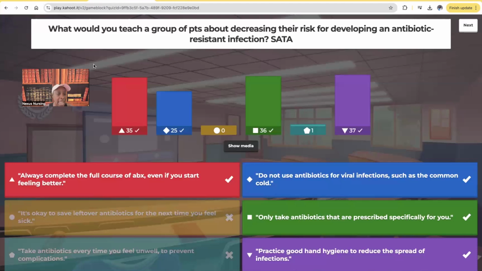Take antibiotics every time you feel unwell to prevent complications. No, very good. Only one person chose that as an answer. And last, practice good hand hygiene to reduce the spread of infection. Yes, that is the number one way to decrease the spread of infection.